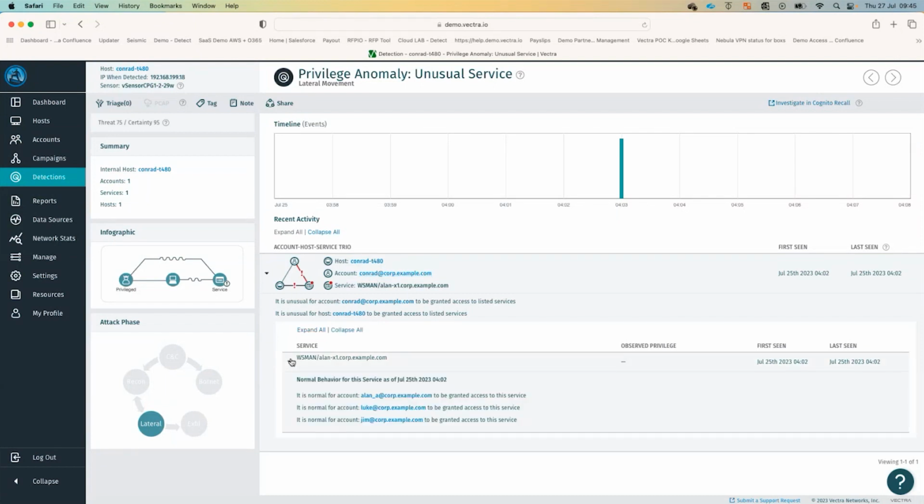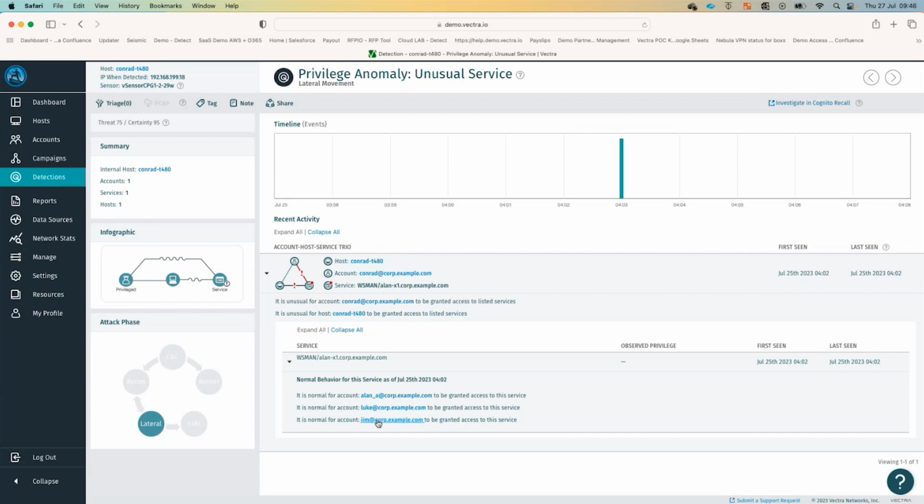Now, I can show you who normally accesses this: Anna, Luke and Jim. That's great. I can then do my due diligence, if I was an MDR analyst, and say, let's have a quick look at what Conrad does as a role and what Alan, Luke and Jim do as a role. And I figured out that they're in different departments.